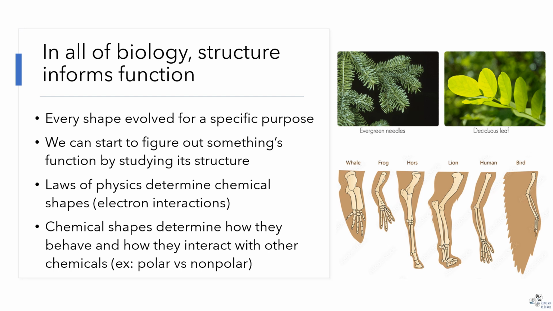So with chemical shapes, for example, we've been talking about water. And if we know that something's polar versus nonpolar, we know that it can interact with water if it's polar and it cannot if it's nonpolar. So there's one hint already about how a chemical might behave based on just its polarity alone.